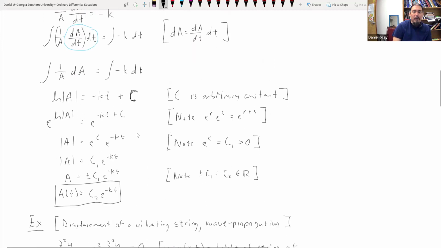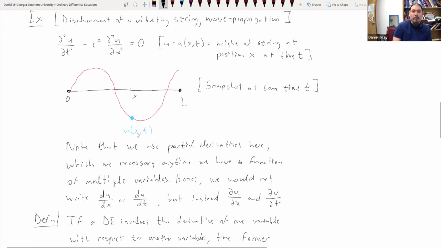We solved two differential equations already. Here's one more example from physics: displacement of a vibrating string. This is a wave propagation problem. So what this says is that, and the symbol right over here means partial derivative.